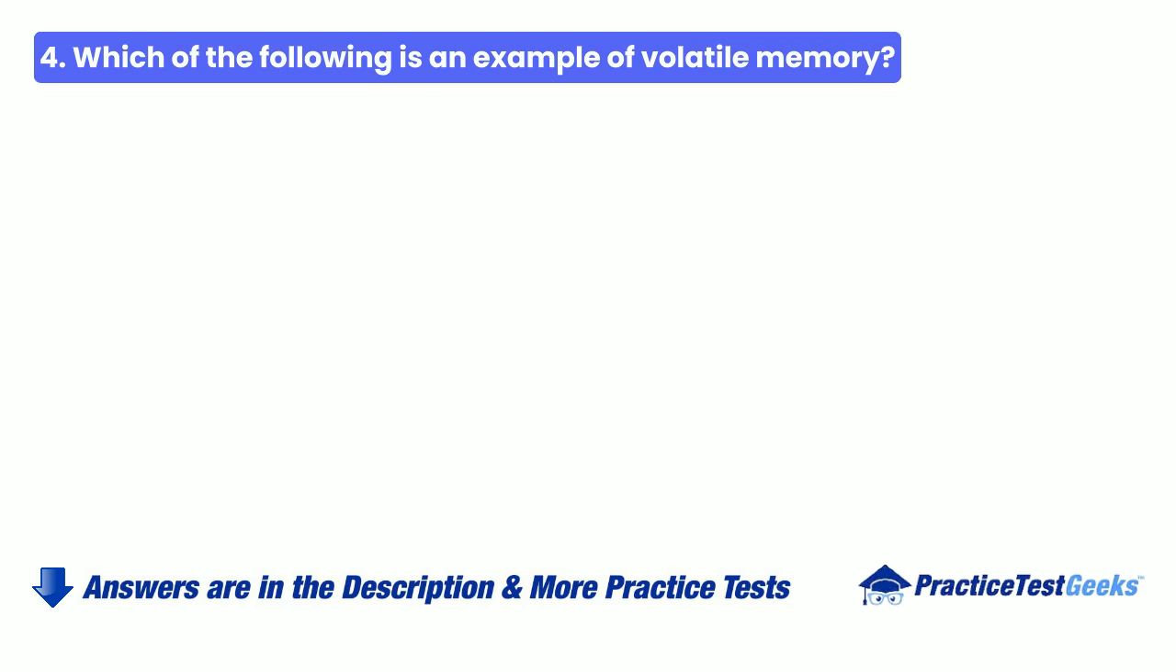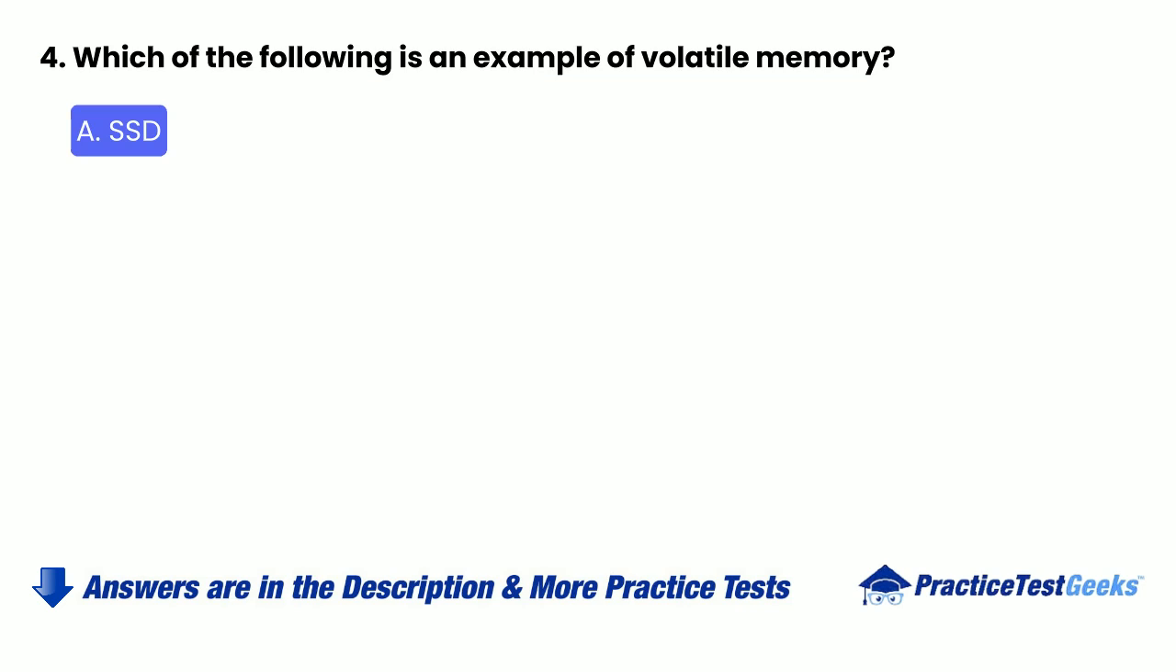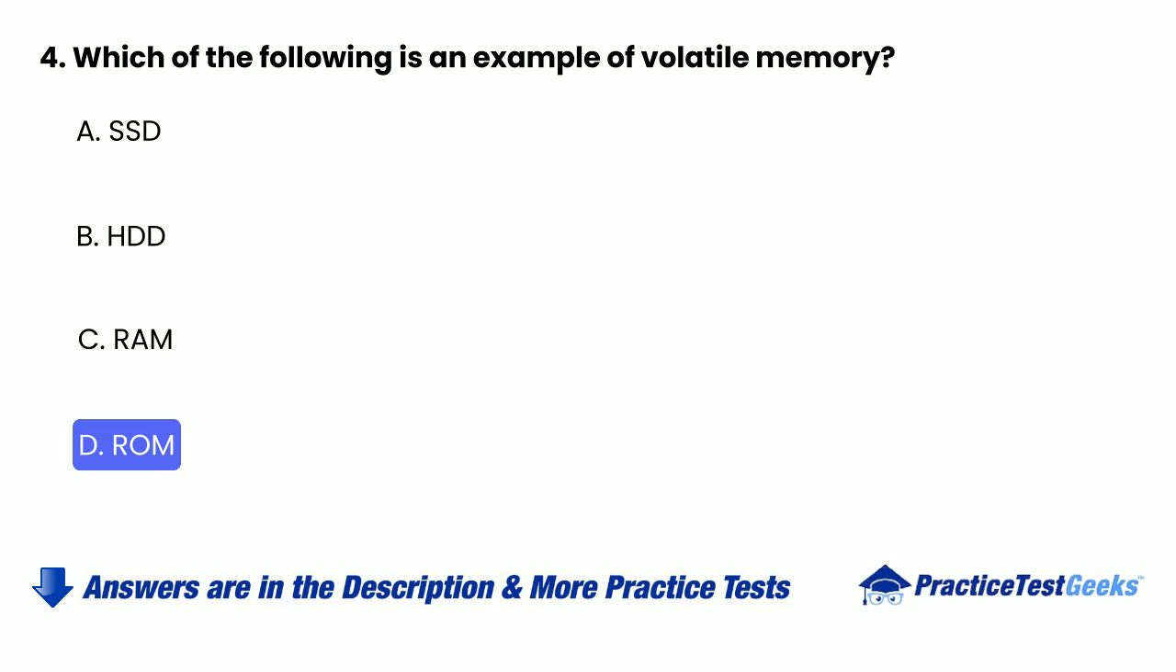4. Which of the following is an example of volatile memory? A. SSD. B. HDD. C. RAM. D. ROM.